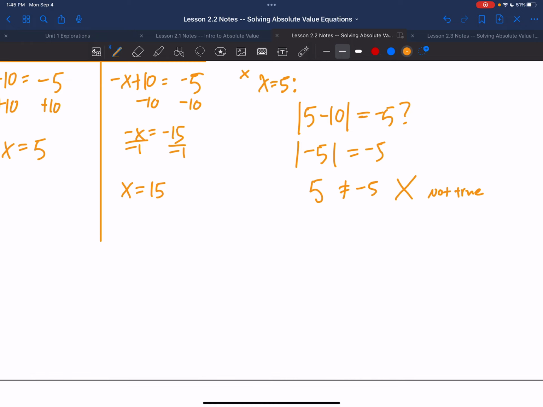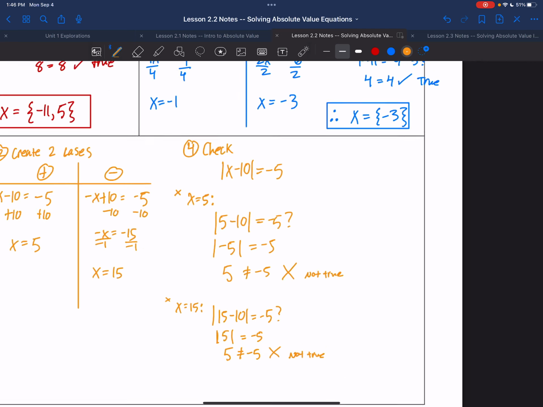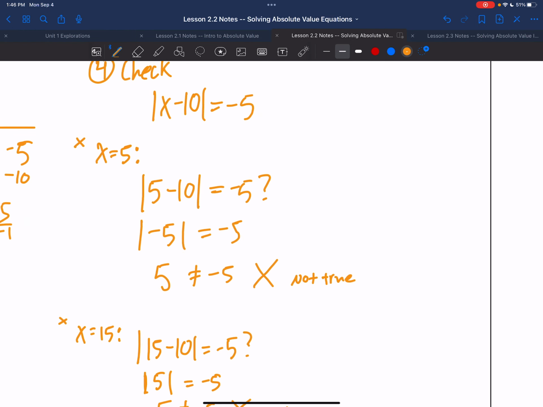Let's try the other one, x equals 15. Absolute value of 15 minus 10, does that equal negative 5? Well, again, that's going to get absolute value of 5, and absolute value of 5 is 5, so that is not equal to negative 5. So no, not true. Because both are not true, therefore, no solutions.